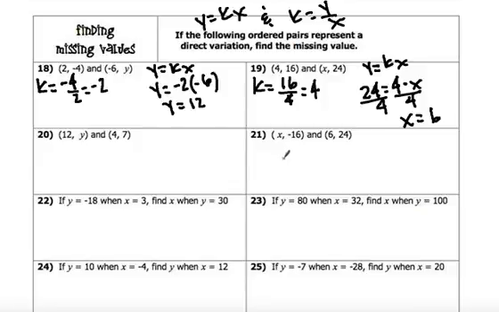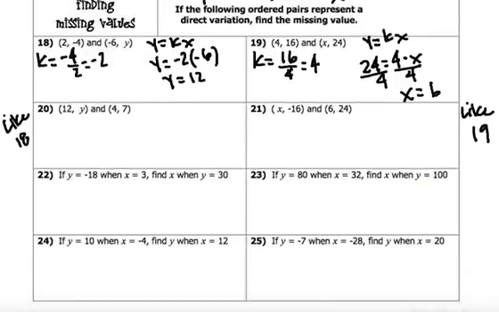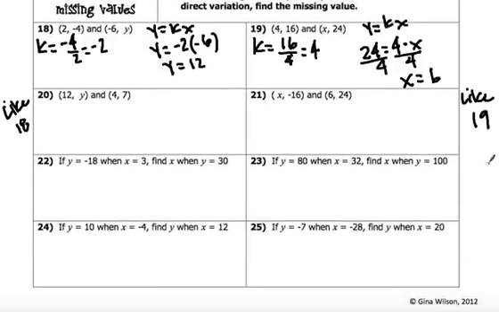You try 20 and 21. 20 is like 18, and 21 is like 19. Problems 22 through 25, even though they're written differently, are no different than what you did in 18 through 21.